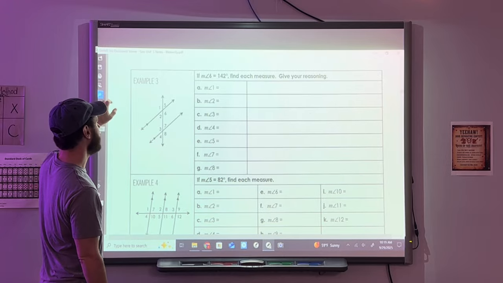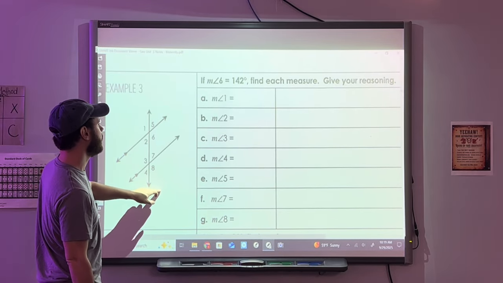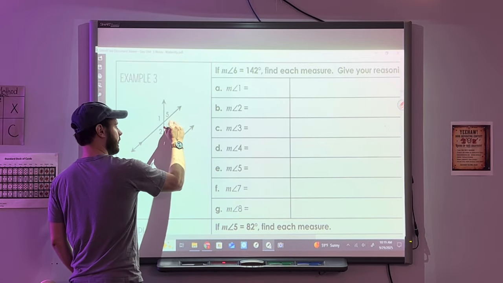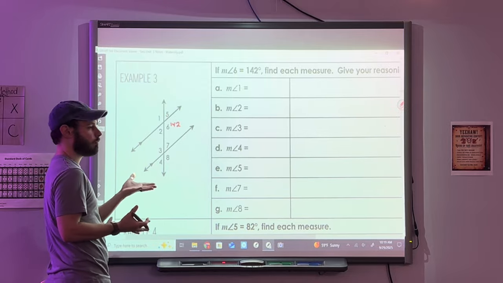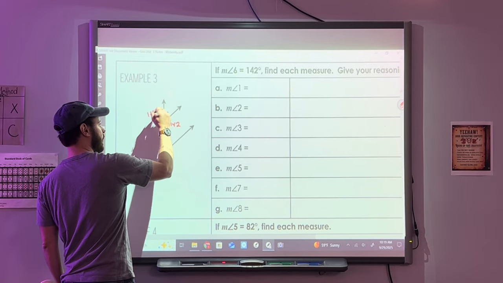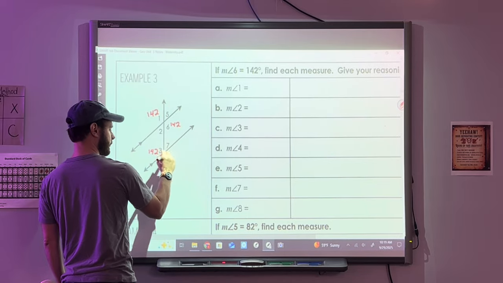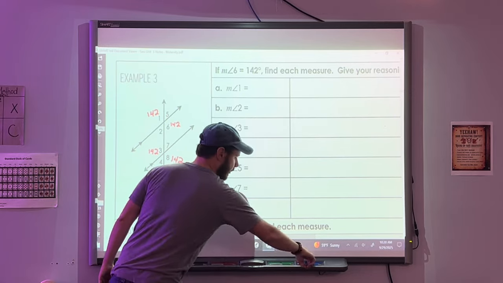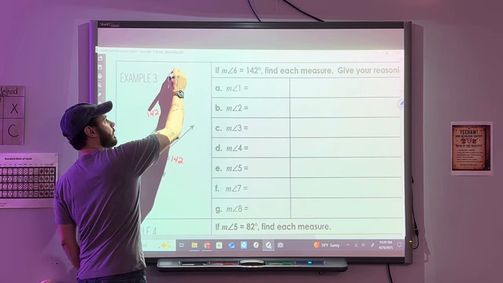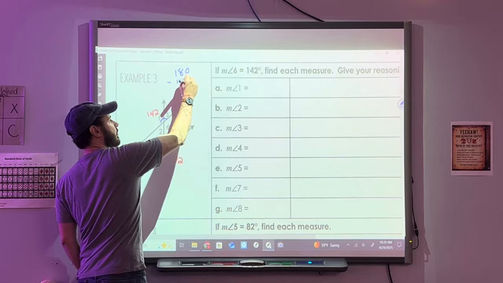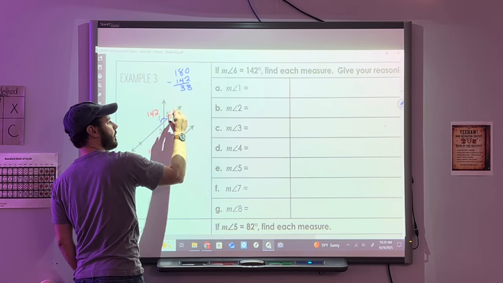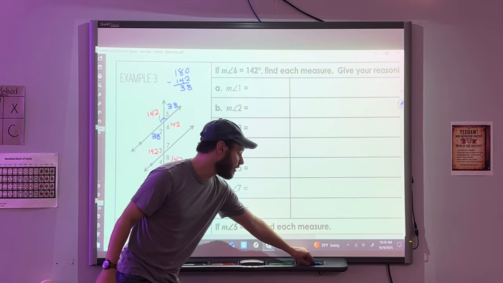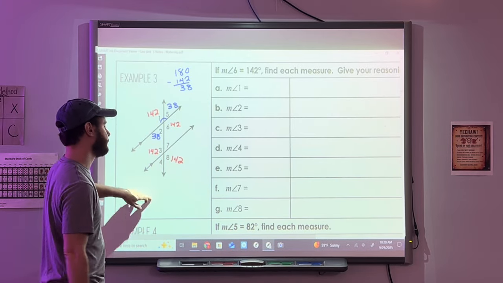All right, here in example 3, it tells me that 6 is worth 142. You can do the same thing here. You could fill in, okay, 6 is obtuse, so all of my obtuses are 142. And then you could figure out the other missing ones by going, okay, well, I know that there's 180 in a straight line. Take away the 142 and I should get, what, 38 for the rest of them? So all my acutes now are 38. And you can follow the exact same thought process as the top one to do this.